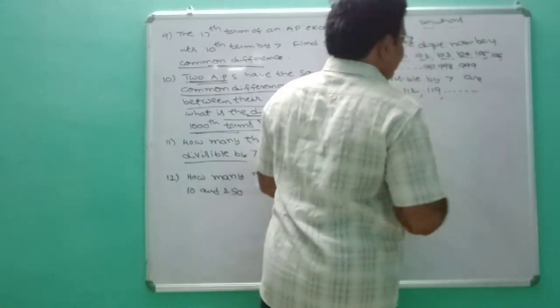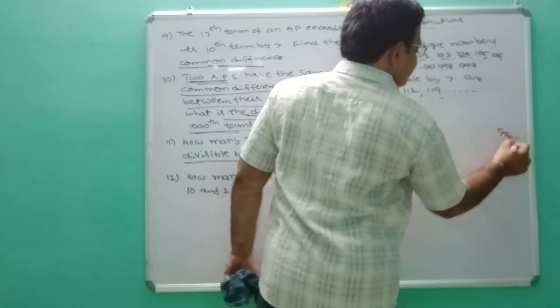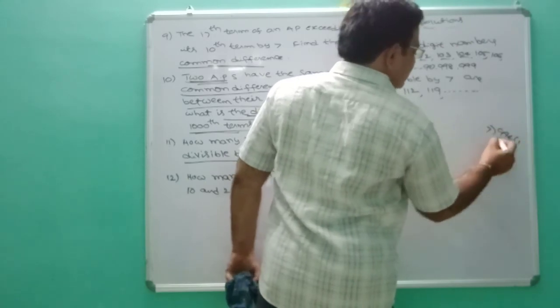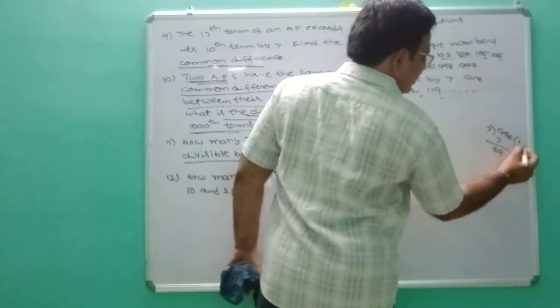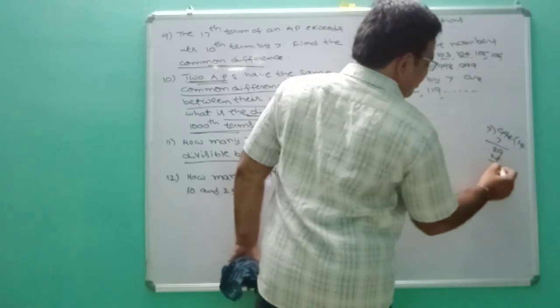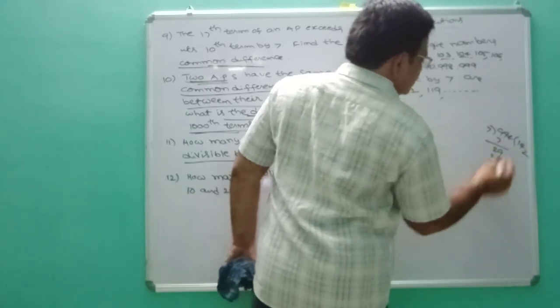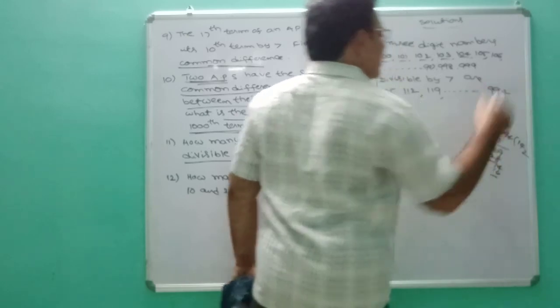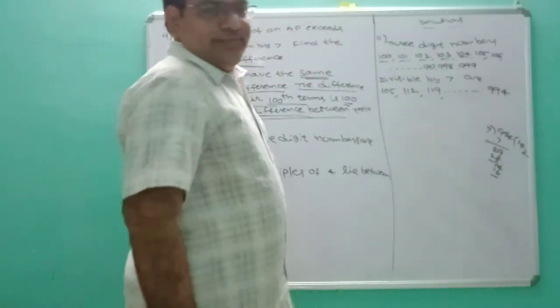You take 994. 7 1s are 7, 29, 7 4s are 28, 4, 7 2s are 14. So what is the last number? 994. In this manner we check it.